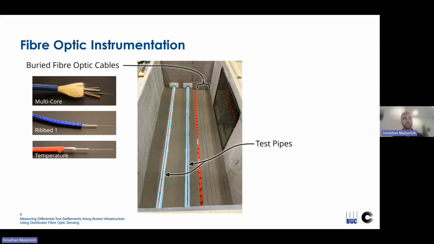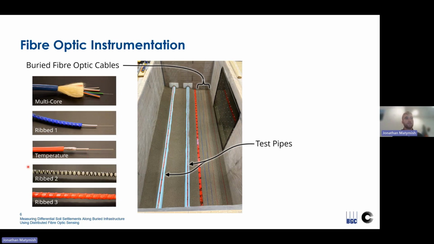Our third sensor we included was a temperature cable, where we have these 2 fibers that are loose inside this steel tube, which essentially allows them to be sensitive to temperature changes, but insensitive to strain imposed by movement of that cable. And then the last 2 cables we included were 2 other ribbed varieties, where we have embedded fiber optic cables inside this epoxy fiber matrix.